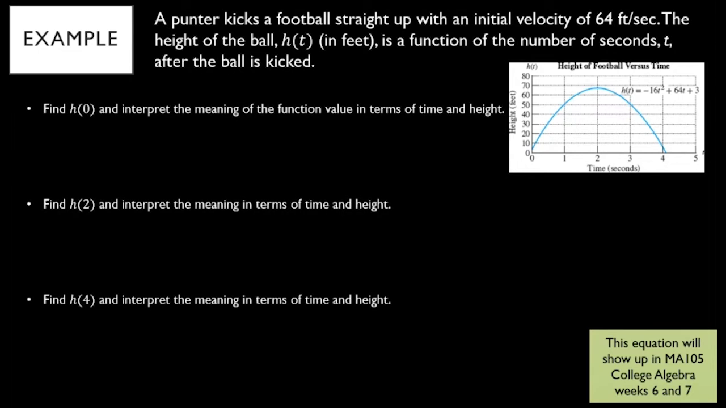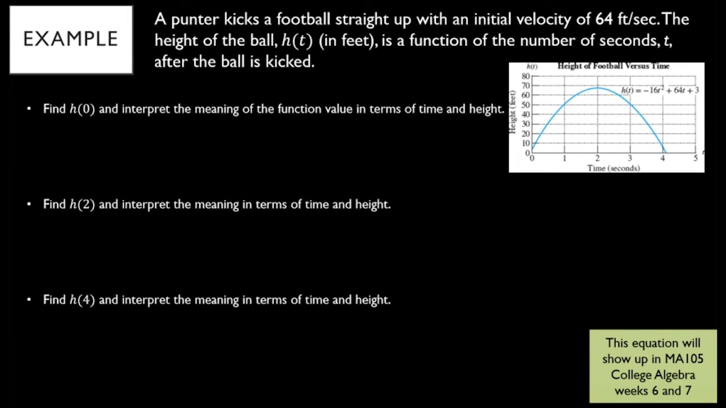So a punter kicks a football straight up with an initial velocity of 64 feet per second. The height of the ball, h of t, so h for height. t again is going to be time in seconds. I mentioned if it's a lowercase t, that's what it means. So it says the height is in feet. So this is a function of the number of seconds t after the ball is kicked.